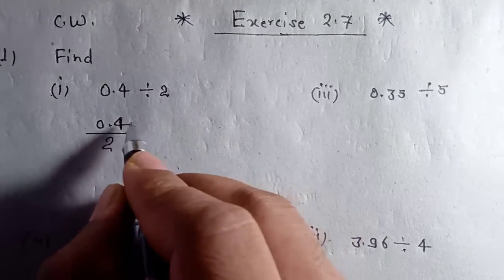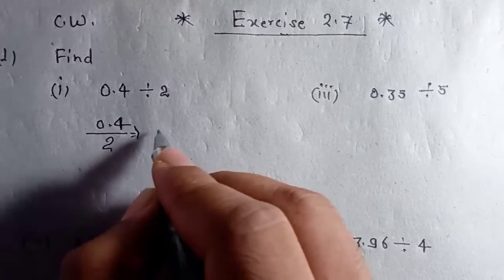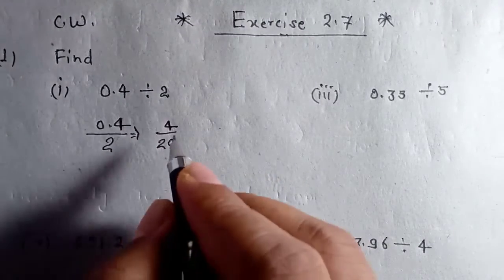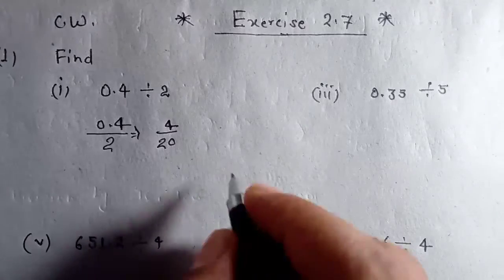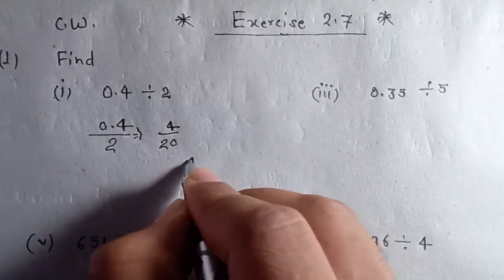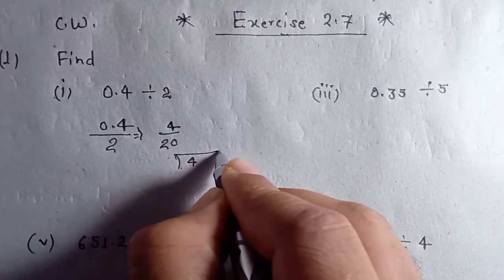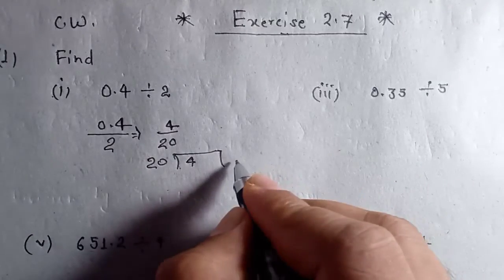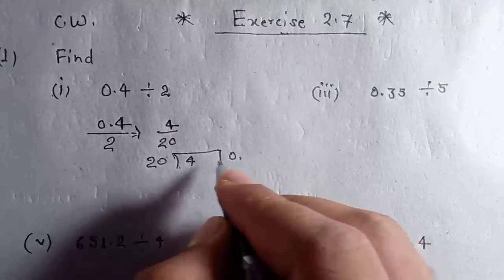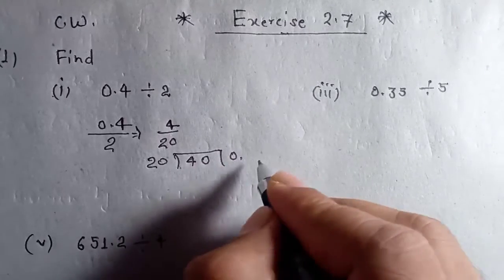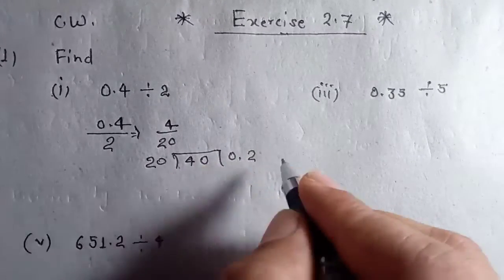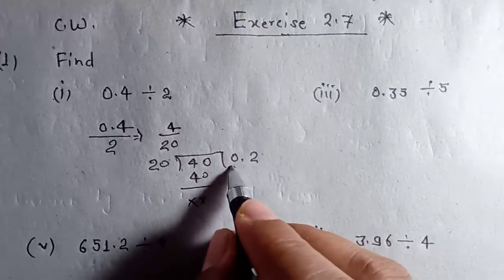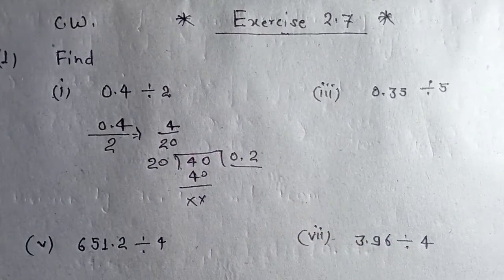Displace the decimal sign, so you have to multiply both the numbers by 10. You will get 4 upon 20, and when you divide 4 by 20, simply 4 divided by 20 is not possible, so place a decimal here, so it becomes 0. Now 2 twos are 4, 2 zeros are 0, and your result is 0.2. So this is your answer.